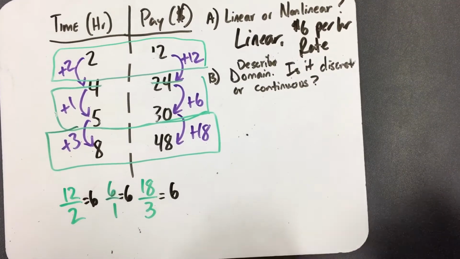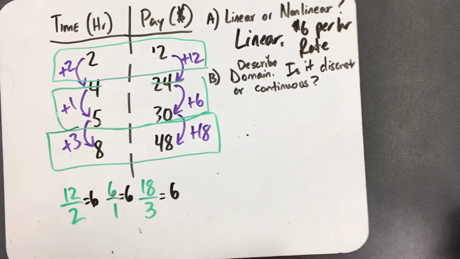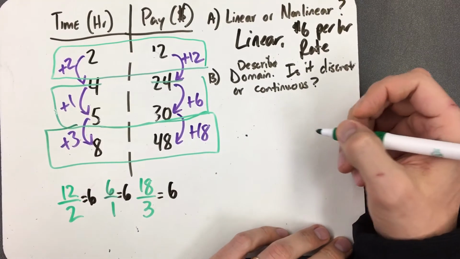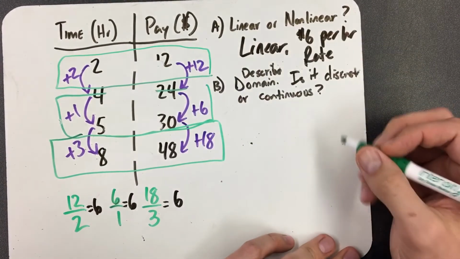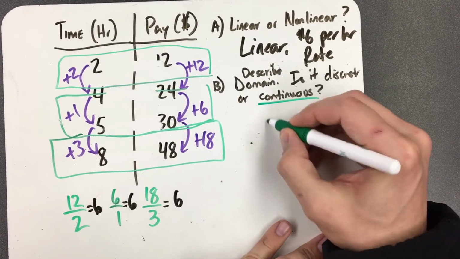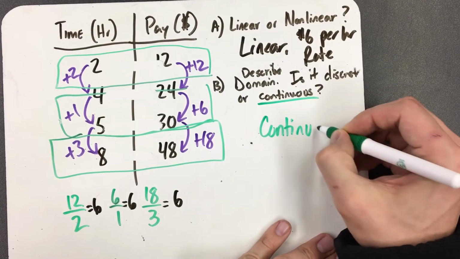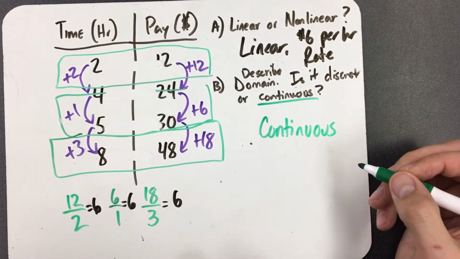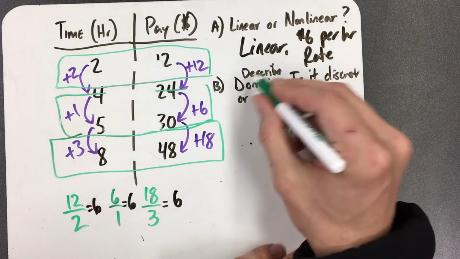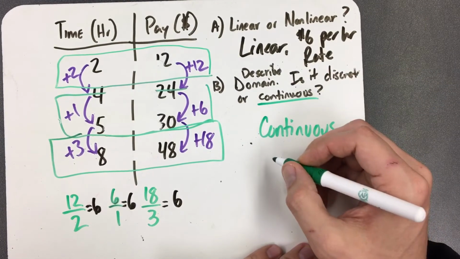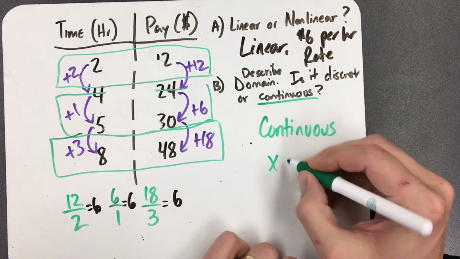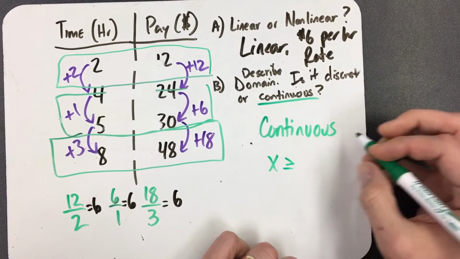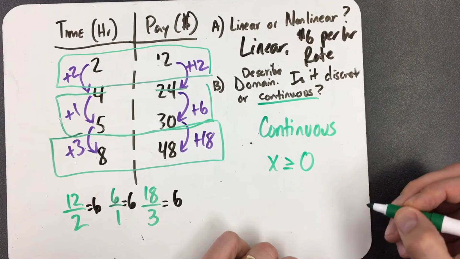We'll learn that later. Okay, now what it says on part B, describe the domain. The domain, is it discrete or continuous? Could I work for half of an hour? Could I work for an eighth of an hour? Could I work for a decimal amount of an hour? Yes. So this is definitely continuous, because you can work for a fractional part of an hour. And then how would I have to write the domain? I can't work negative hours. So you could work all numbers greater than or equal to 0, right?